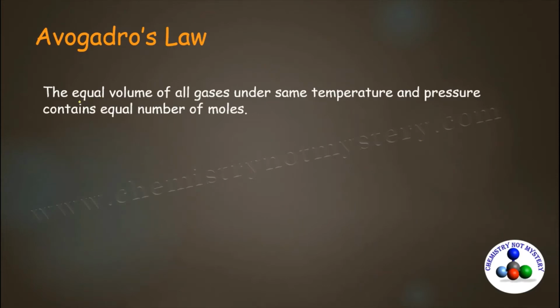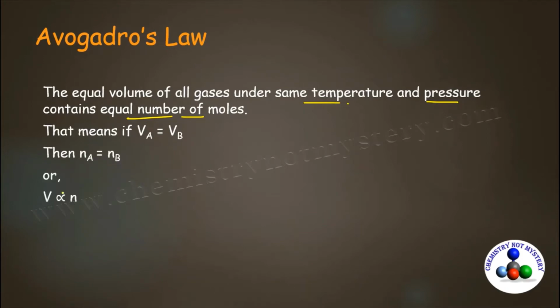According to Avogadro law, equal volumes of all gases under the same temperature and pressure contain an equal number of moles. That means if volume A is equal to volume B, in that case, the number of moles in A will be equal to the number of moles in B. Or you can write volume is directly proportional to the number of moles. When you remove this proportionality sign, you will get a constant. So you will get V is equal to K multiplied by n, where K is the Avogadro constant.